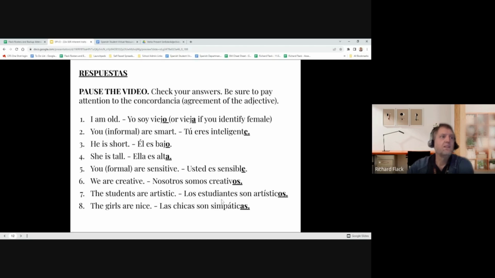The students are artistic. Los estudiantes son artísticos. So again, we have plural. We need the S on the end, artísticos. The girls are nice. So now we have all feminine and plural. So we need las chicas son simpáticas. We needed the feminine form and the plural form. All right, hopefully you did well on that. We've got some more practice for you here.